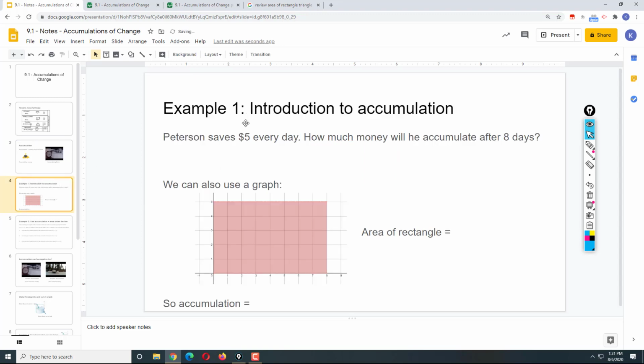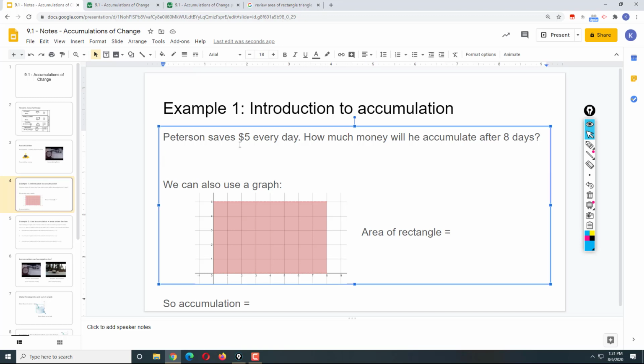Example 1, Introduction to Accumulation. Peterson saves $5 every day. How much money will he accumulate after 8 days? Well, you might say, that's just 5 plus 5 plus 5, 8 times, right? There are 8 fives there because it's 8 days. So it's $40. Of course, a faster way of doing that is just $5 times 8, which is $40. So the answer is after 8 days, Peterson accumulates $40.